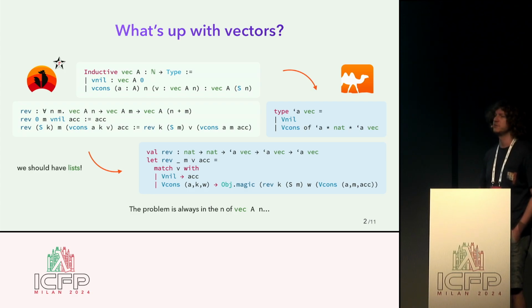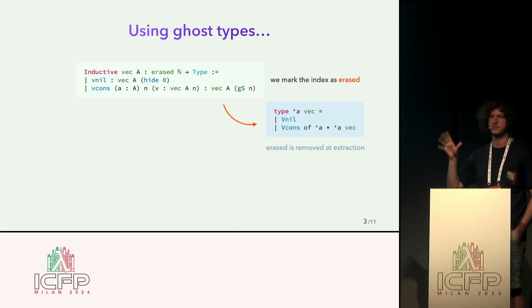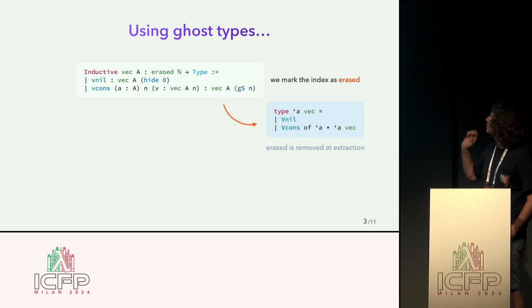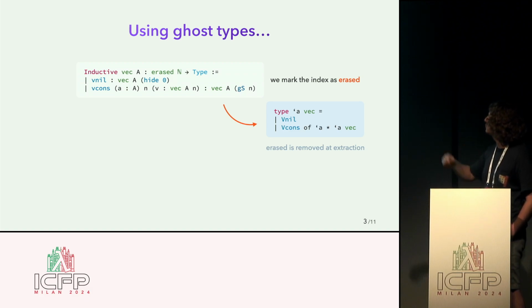So here it's also, as in the previous talk, obviously the problem is always in the n part, right? So the solution I propose is to mark this index as erased, so it's kind of following the F star way of doing things. In this case, I just use erased nat instead of just nat. This means I have to use hide of 0 and ghost successor, even though maybe elaboration can do it for me. And then in that case, the erasure would just make sure that after extraction, the natural number is gone.